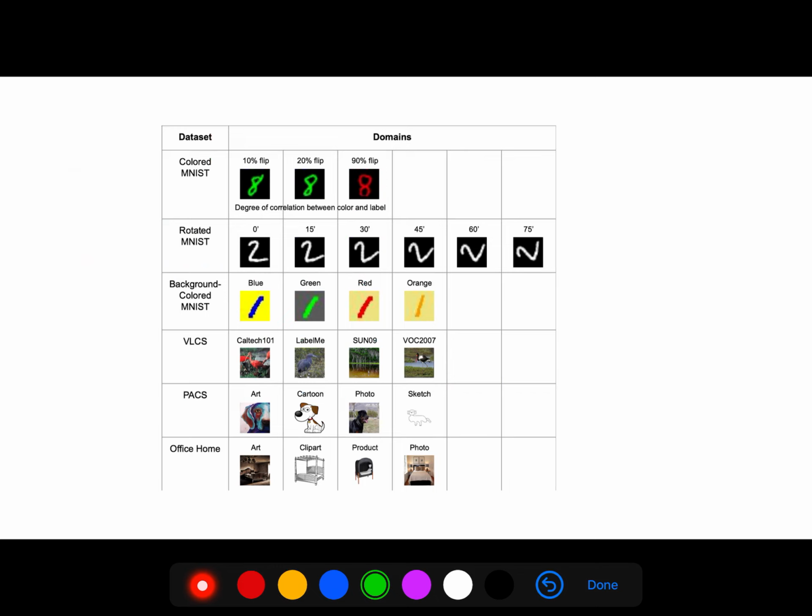This dataset is very popular. The PACS stands for photo, art, cartoon, sketch.